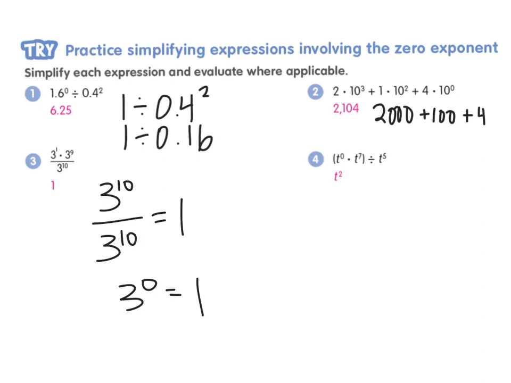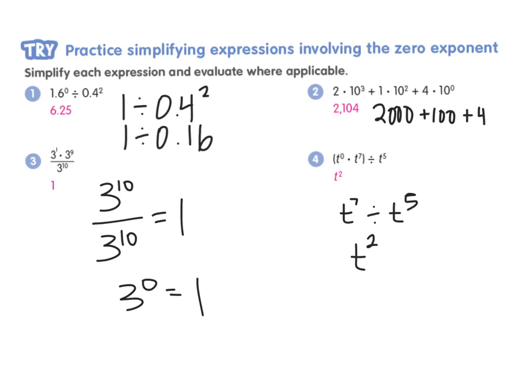And the last one, number 4, we have t to the power of 0, which remember is 1, times t to the power of 7, so that whole thing is going to be t to the power of 7, divided by t to the power of 5. Remember, your rule with exponents is that you can subtract them if you're dividing, and 7 minus 5 gives us 2.